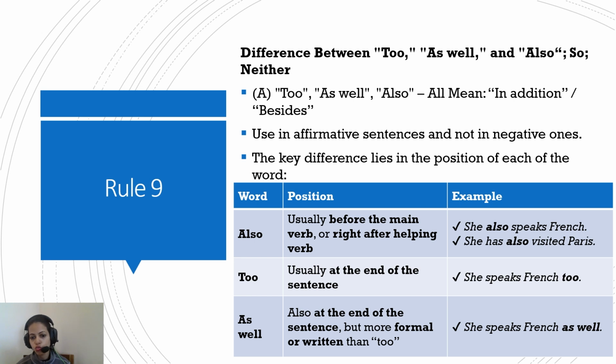She speaks French too. She speaks French also is wrong, but she speaks French too is the right way to go. So if you have to put the word at the end, then you cannot use the word also. You have to use too or as well. Also at the end of the sentence is more formal. So, she speaks French as well. Okay.